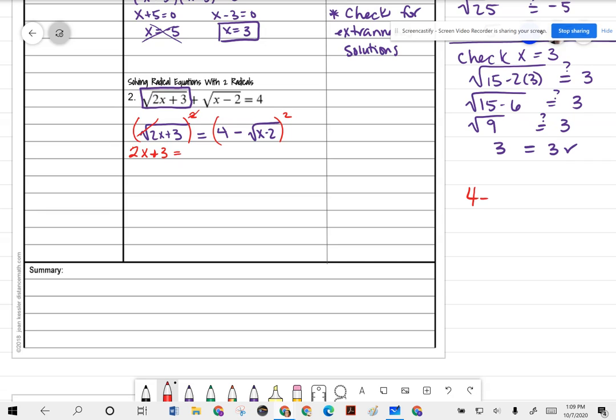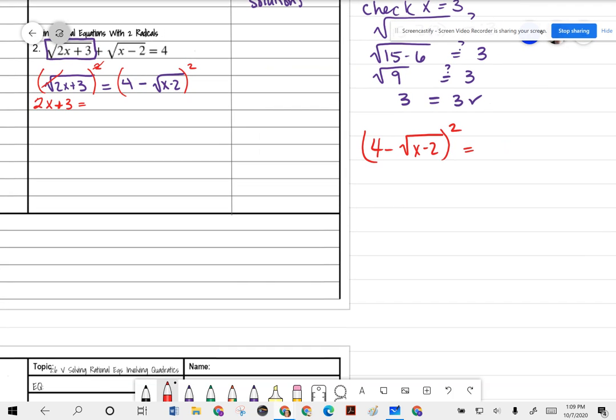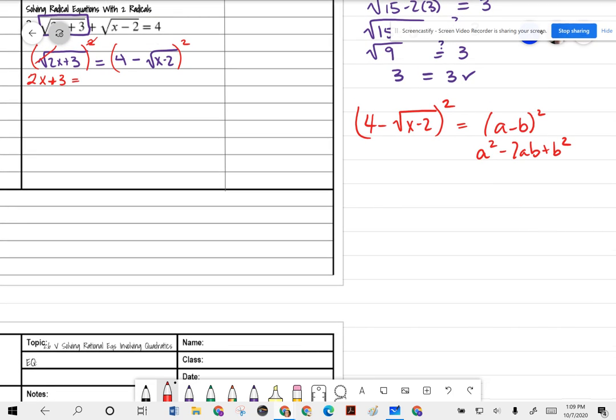If I have 4 minus the square root of x minus 2 and I'm squaring it, you definitely can multiply it out, absolutely, but I am going to use the pattern of a plus or minus b squared, which simply says a squared minus 2ab plus b squared, right? You can look that up in your previous notes from section 1.5, I believe.